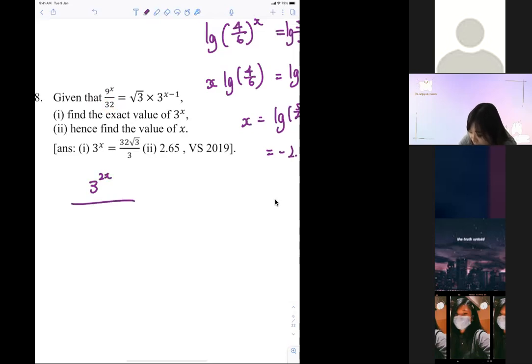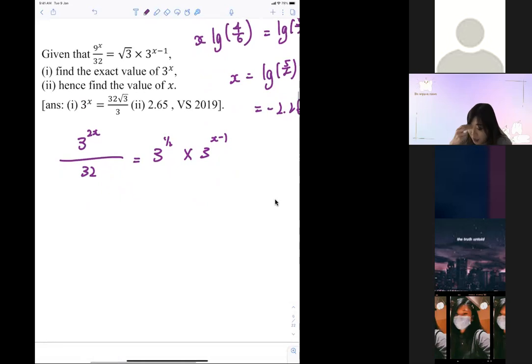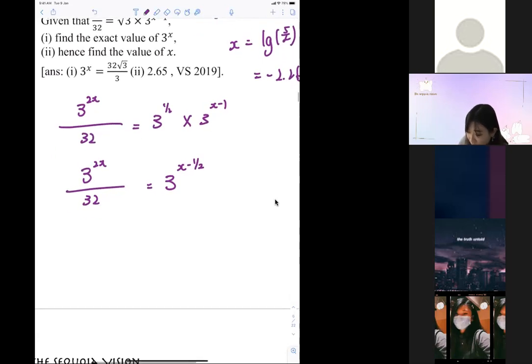9 is 3 to the power of 2x. Square root 3 is 3 to the power of half. Okay, then can you slowly try to shift? Let's see. I combine the other side first. Times means the power plus. So 3x minus half. Okay, actually, I got a simpler method. Minus means divide, so we can swap.